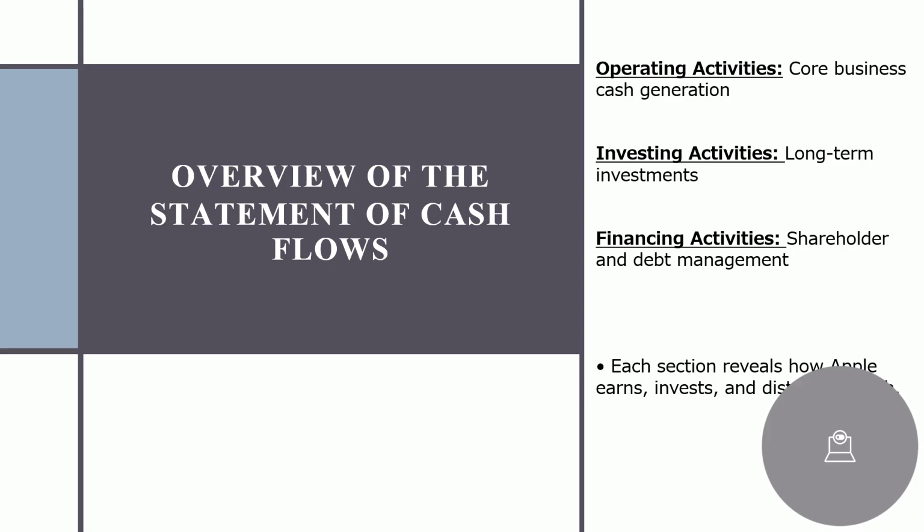Financing activities detail how Apple manages relationships with shareholders and creditors. This includes issuing or repurchasing stock, paying dividends, and borrowing or repaying debt. These actions show Apple's approach to maintaining financial stability and rewarding investors. Overall, each section reveals how Apple earns, invests, and distributes its cash, offering valuable insights into the company's financial flexibility and long-term stability.